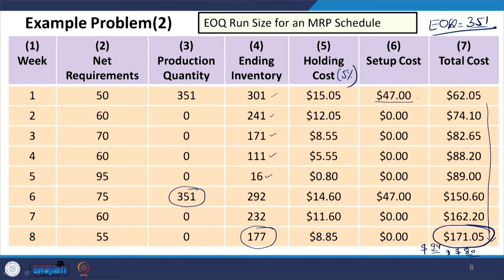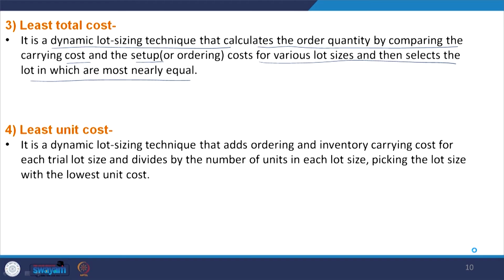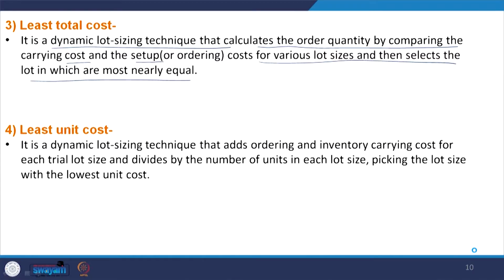So there is a reasonably balanced holding and setup cost in this particular case, but I can try some other lots also, maybe 325, maybe 375, and I will do this kind of calculation for those different lot sizes also. The lot size whose values give almost similar setup cost and carrying cost is taken as the lot size in the least total cost method. Then another method is the least unit cost method.